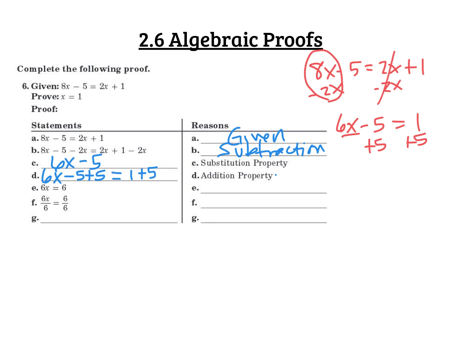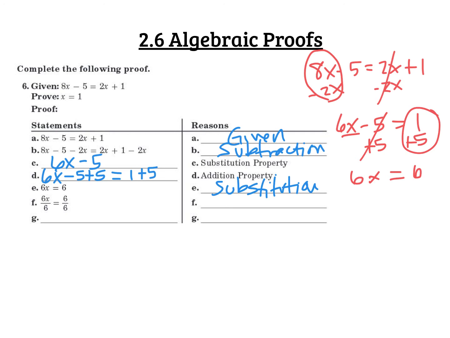So we have 6x, the 5's cancel, and you're left with 6. We're replacing these numbers with another thing that's equivalent, right? 6x equals 6. What did we do? We combined like terms, or we did substitution. Substitution property. We replace 1 plus 5 with 6.